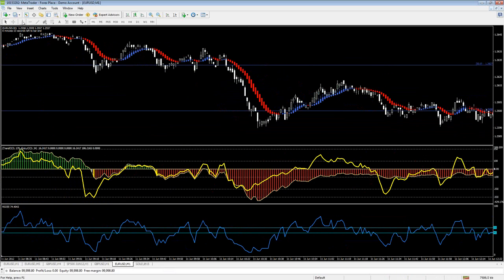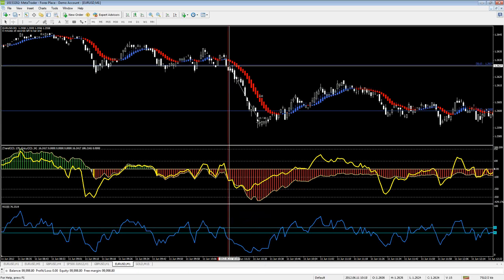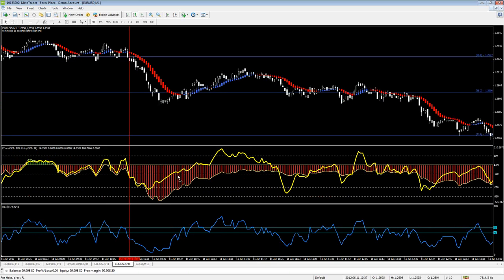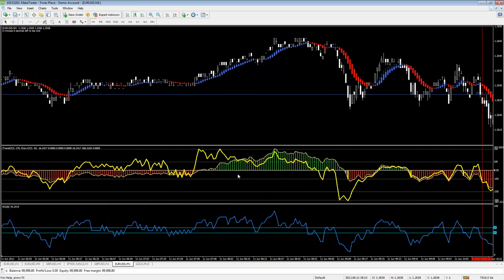Here we can see another short setup. Somewhere around here, we can see Heikin Ashi in red. We can see bearish candles. We can see the yellow line breaking the zero, and the histogram is red. And the RSI below 45, and we have a downtrend here of 30-something pips. And again, it's all short because the histogram is in red. Let's look at this here.